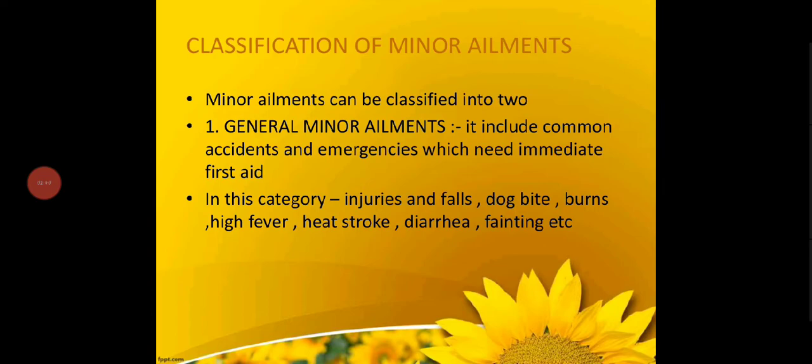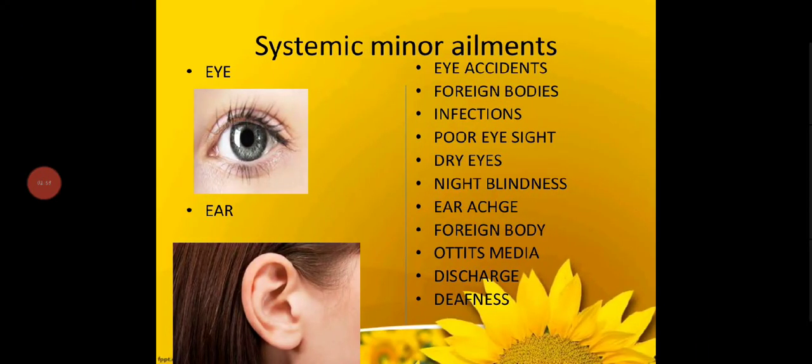The first one is general minor ailment, which includes common accidents and emergencies that need immediate first aid. If the person needs immediate first aid, it comes under general minor ailment. Those are injuries and falls, dog bite, burns, high fever, heat stroke, diarrhea, and fainting. And some are systemic minor ailments, under eye: accidents, foreign bodies, infections, poor eyesight, dry eyes, night blindness.